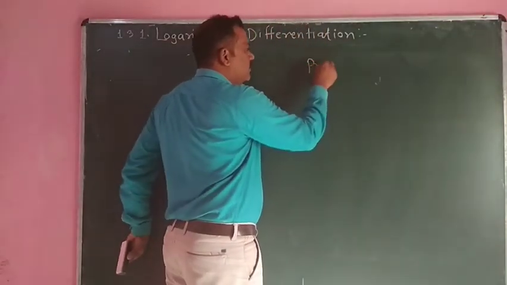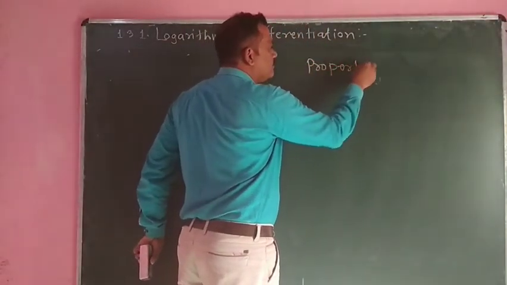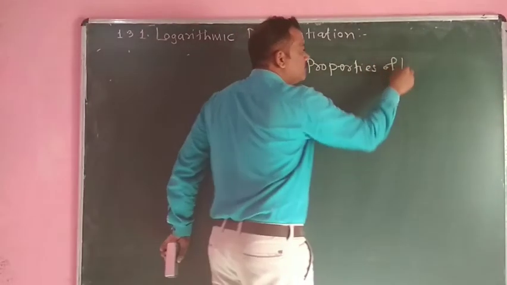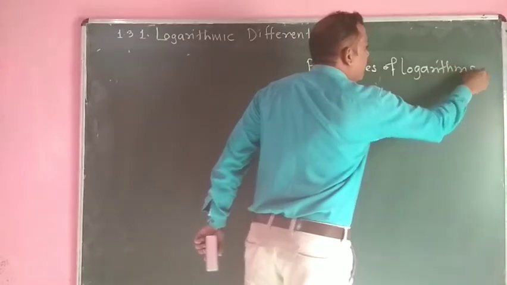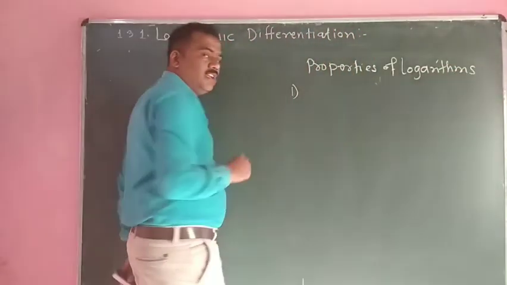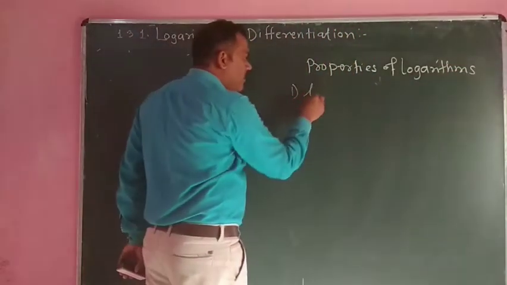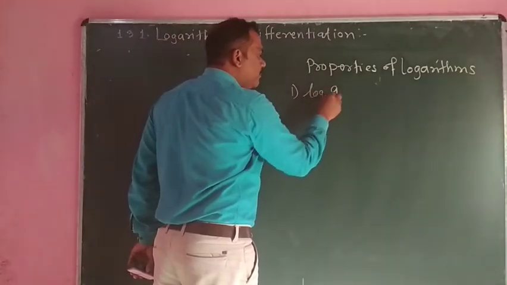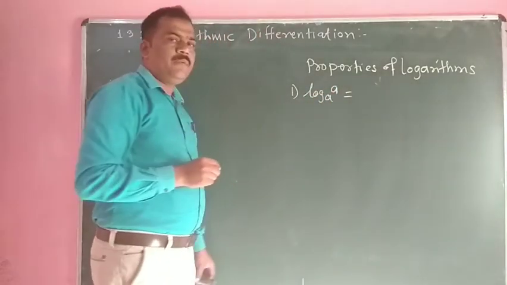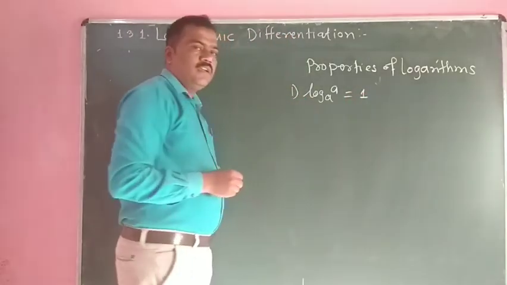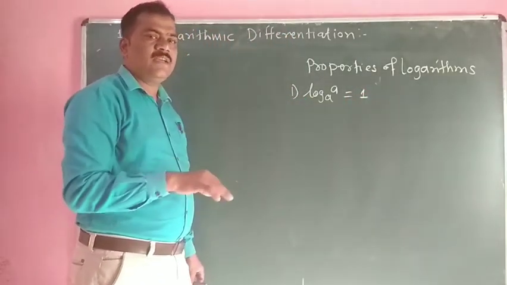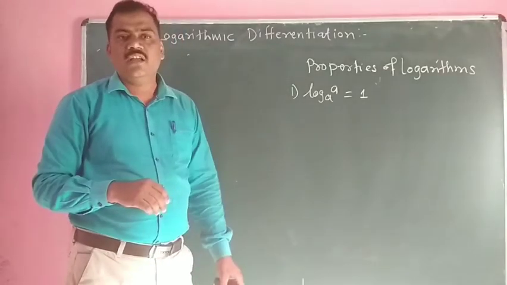Properties of the logarithms. First one is that we have to know that log of a to the base a, its value is nothing but 1. Logarithm of a number with that same base gives the value 1.